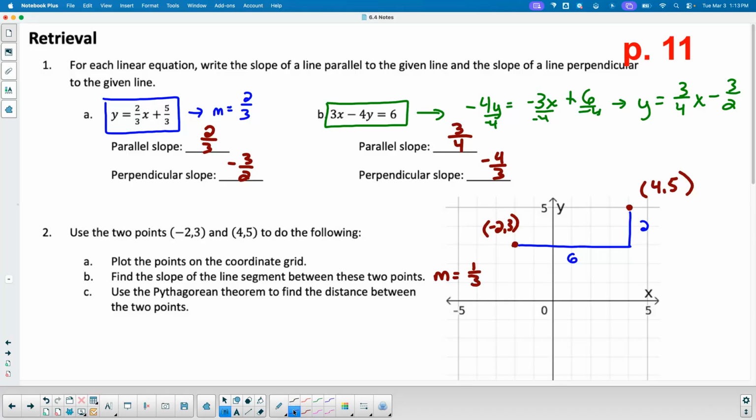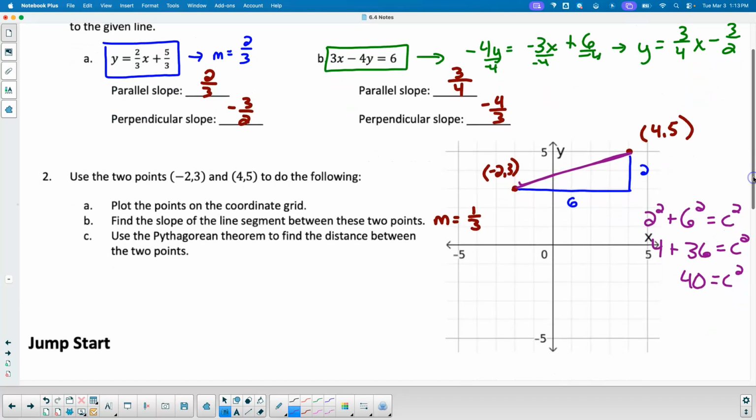So now we want to find the length of this purple segment. Okay. Well, Pythagorean theorem would say 2 squared plus 6 squared is equal to c squared. 2 squared is 4. 6 squared is 36. 4 plus 36 is 40. So c squared is 40. So then what do I do to get c? Square root both sides. Can I simplify the square root of 40?